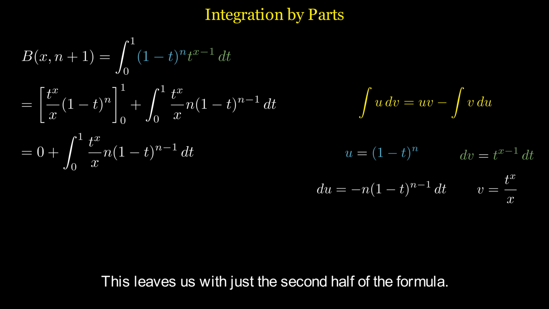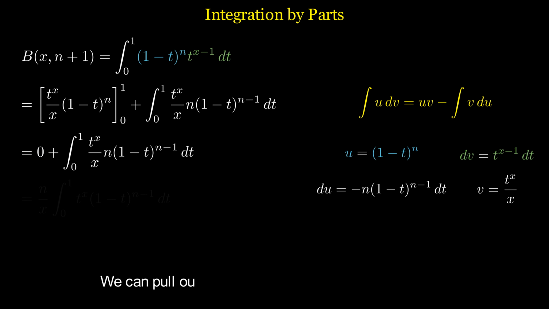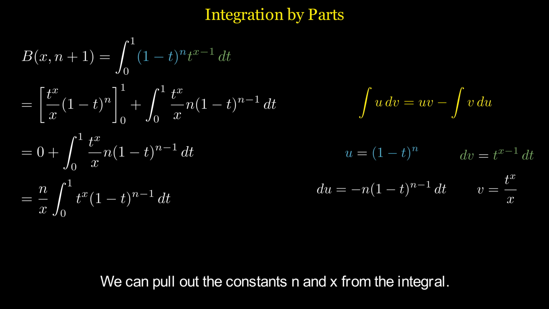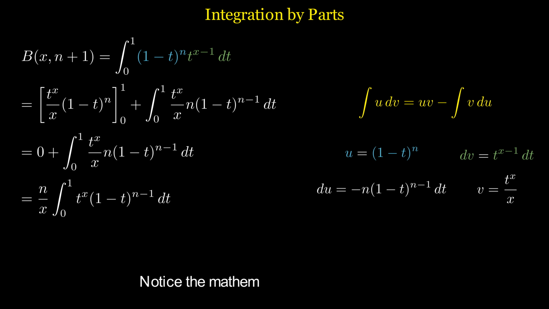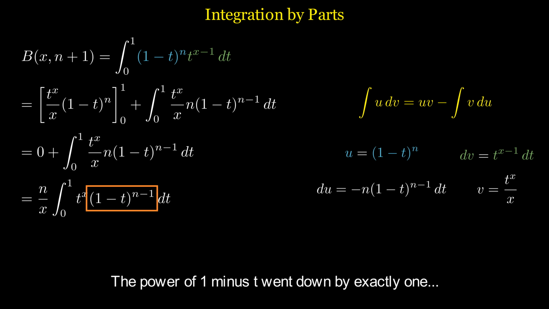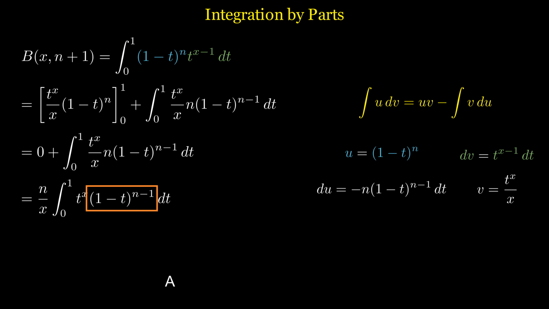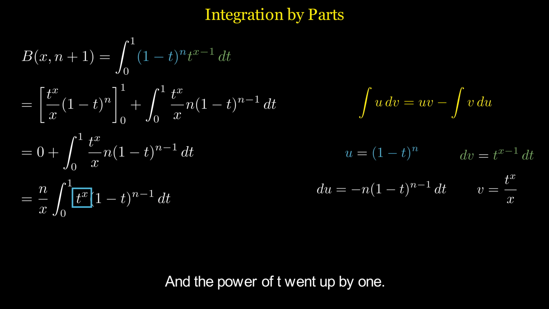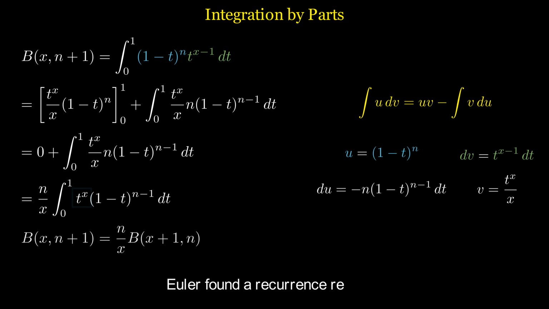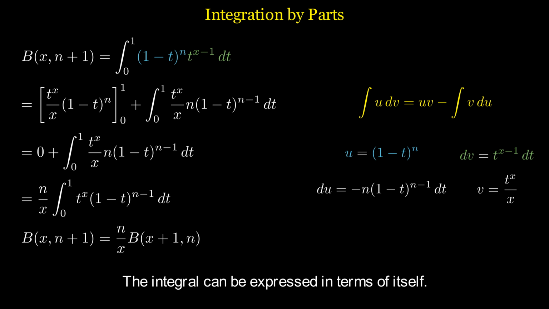This leaves us with just the second half of the formula. We can pull out the constants n and x from the integral. Notice the mathematical relationship here. The power of 1 minus t went down by exactly 1, and the power of t went up by 1. Euler found a recurrence relation. The integral can be expressed in terms of itself.